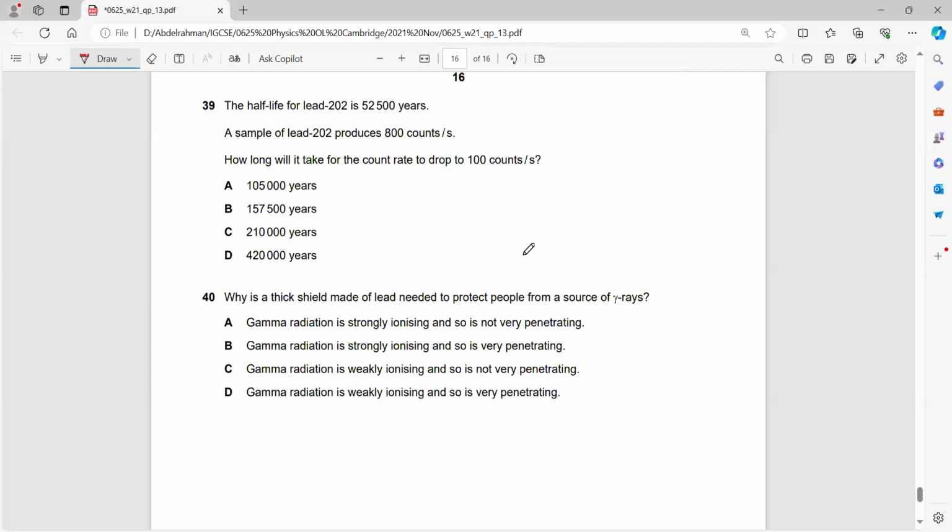Question 39. The half-life for lead is 52,500 years. A sample of lead produces 800 counts per second. How long will it take for the count rate to drop to 100 counts per second? All I did was 800 divided by 2 is 400. Divide by 2 again, 200. Divide by 2 again, 100 counts per second. This took how many half-lives? Three half-lives.